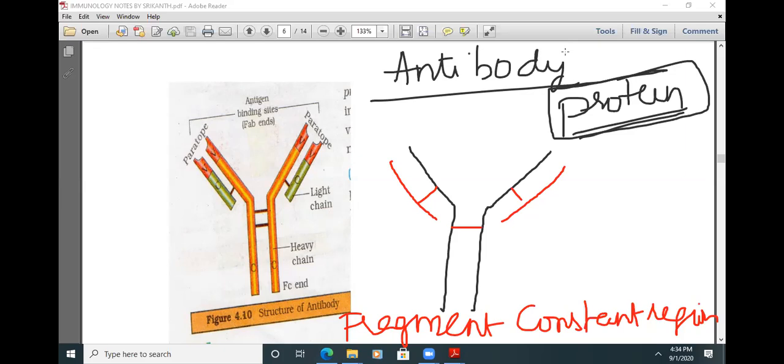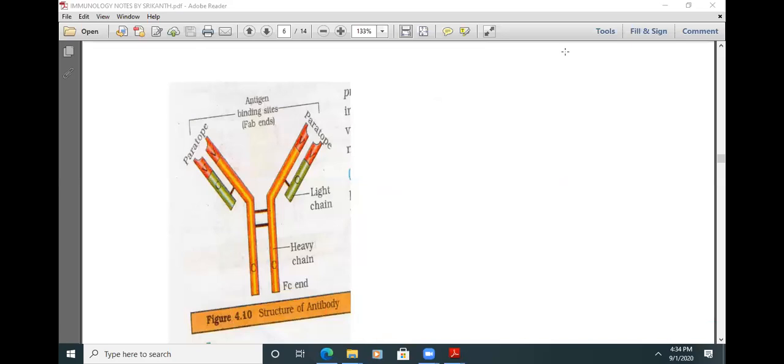Then the FC end may attach to some B cells, as you have seen in the earlier diagram. With the help of the FC end, it is attached to the B cells, or sometimes to the mast cells. We can't say that these antibodies will attach only to the cell membrane. We'll find free antibodies that will rotate in the body fluid. That means antibodies are of two types: some attach to cells like B cells and mast cells, and some are free.